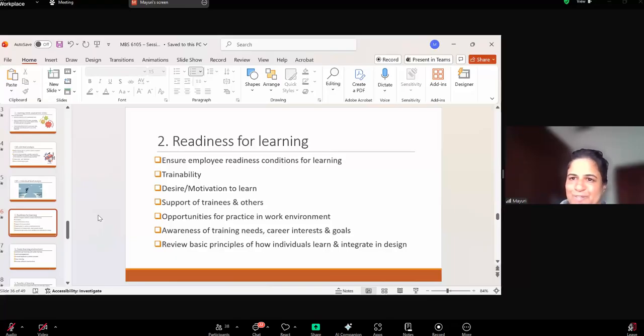Now, readiness for learning is the second one. I'm not going to test this one. This is for your information, right? Very important: when you are not ready, never teach.